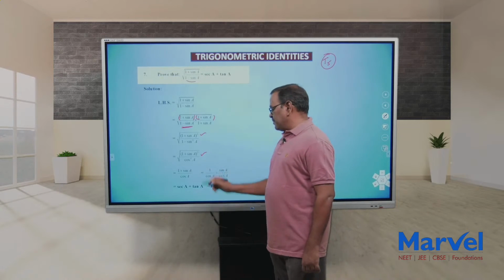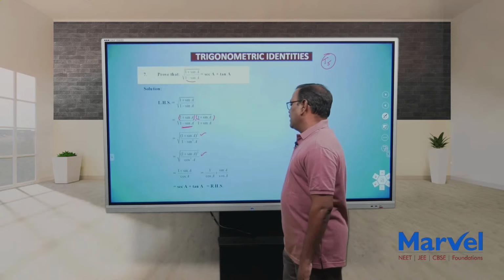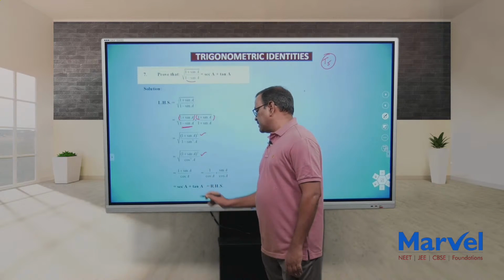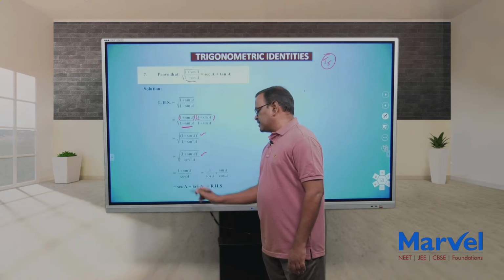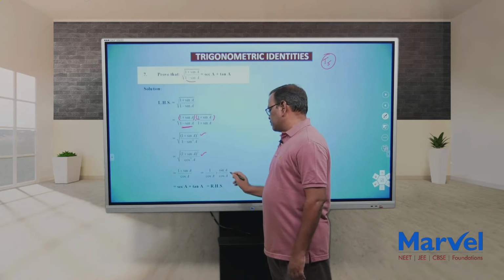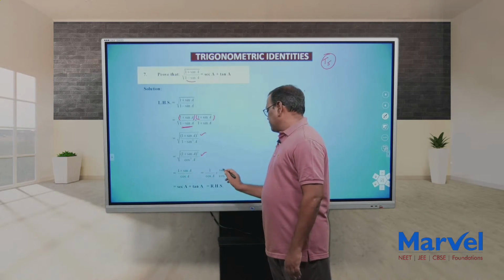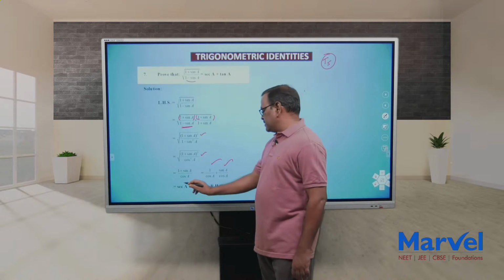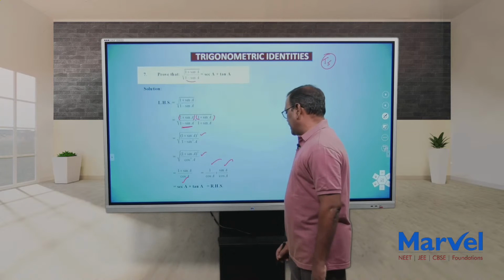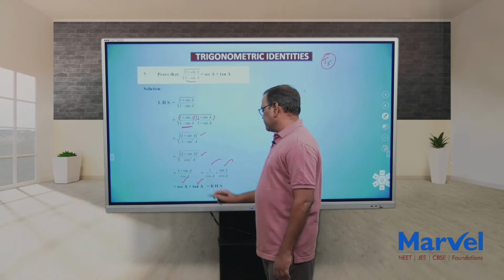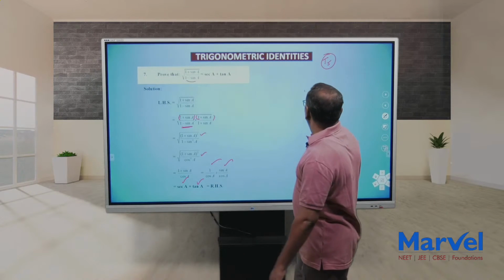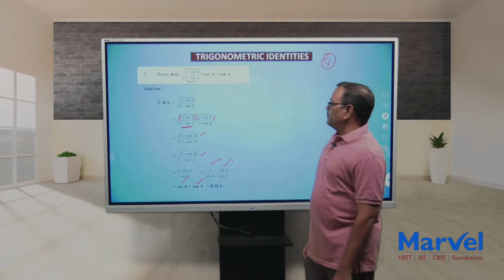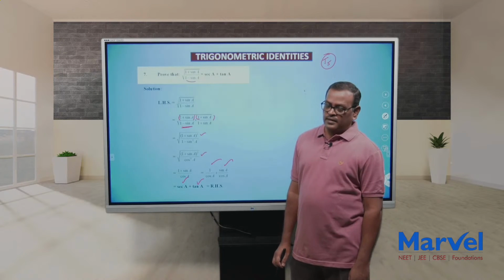Both are even powers, second degree, so we can apply the square root concept. (1 plus sin a) the whole square gives 1 plus sin a, and the square root of cos square a is cos a. Splitting into two terms, 1 by cos a plus sin a by cos a. 1 by cos a is secant a and sin a by cos a is tan a. This is type 5, the method of multiply and divide by the conjugate of the denominator.